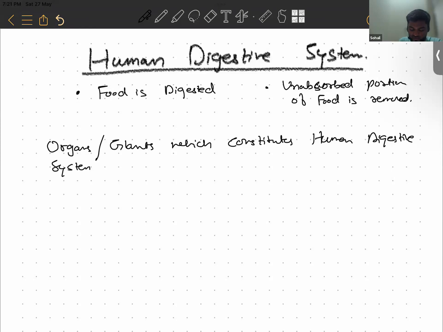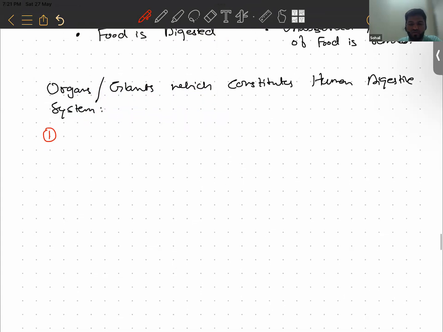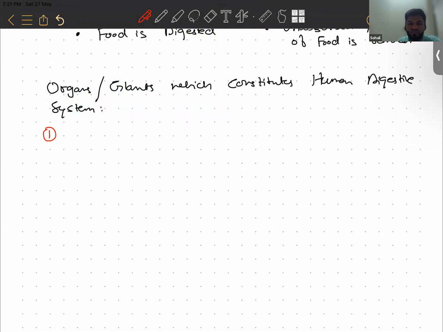Now, as of now, you must already be familiar with the organs and glands which help in the digestion of food. What are they? First you need to start from the sequence. First is going to be the mouth, which we also call the buccal cavity.